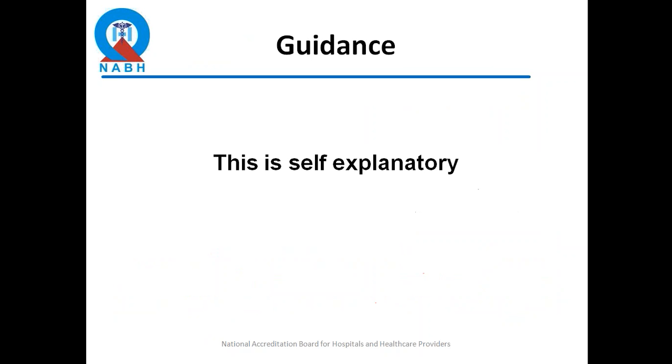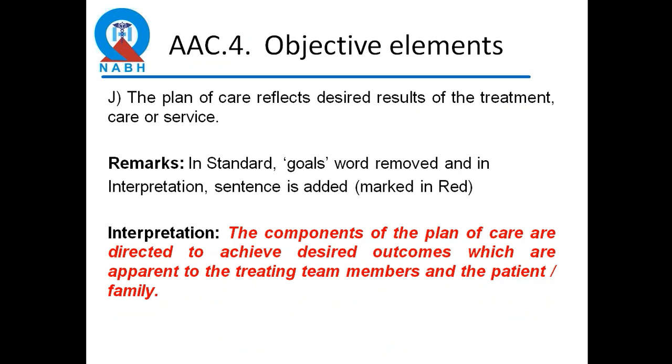So that's the condition that has been brought about. AAC 4J: the plan of care reflects the desired results of treatment, care or service. Now here, the interpretation is that the components of the care plan are directed to achieve desired outcomes which are apparent to the treating team members and the patient and family. This is not about clinical outcomes, please.